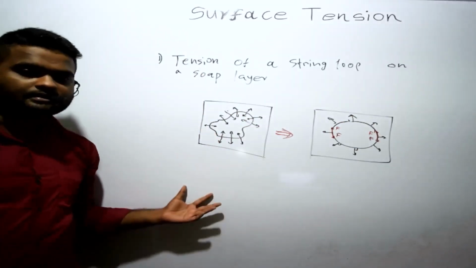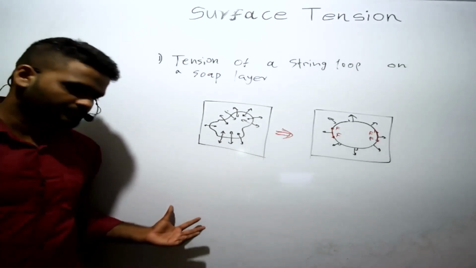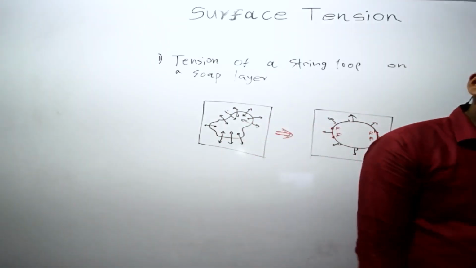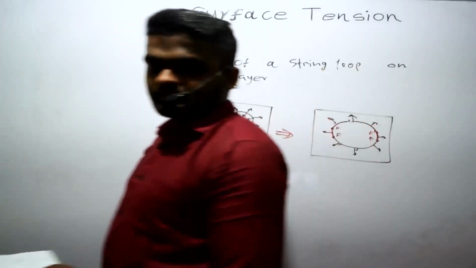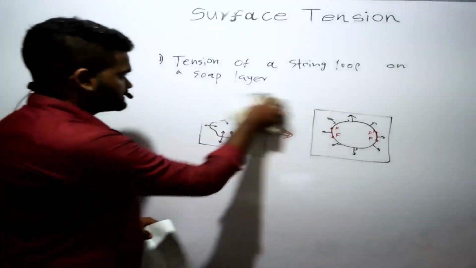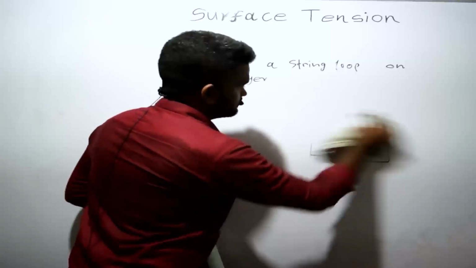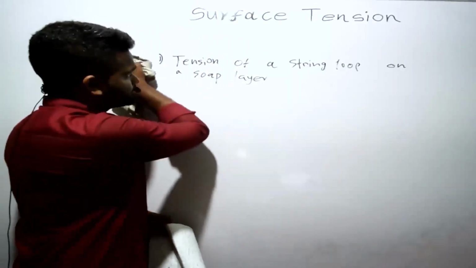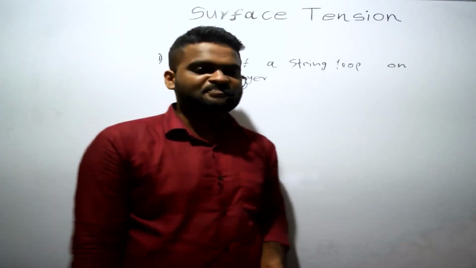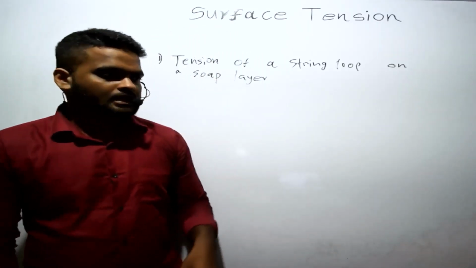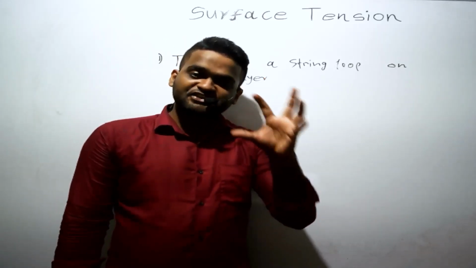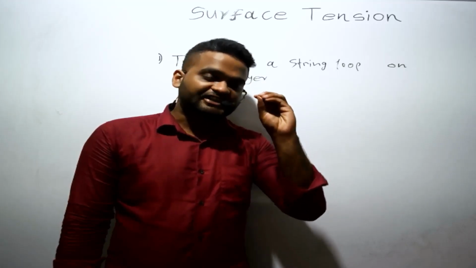Okay, below that sentence, write down: consider the equilibrium of half of the loop. So in this case, we are going to get an expression for the tension, not surface tension, right? The tension of the string.